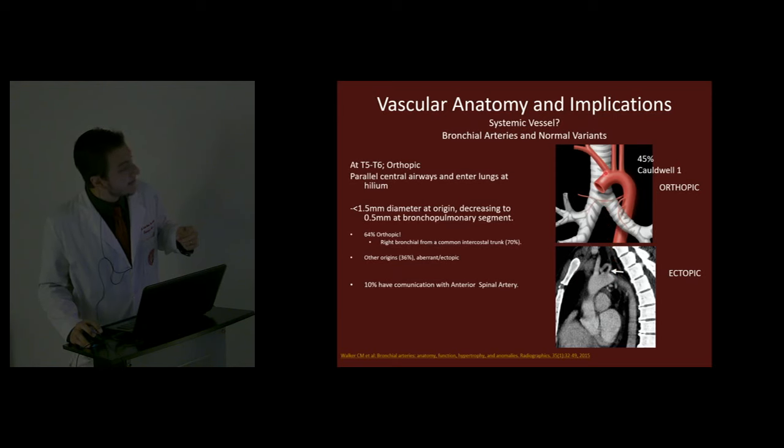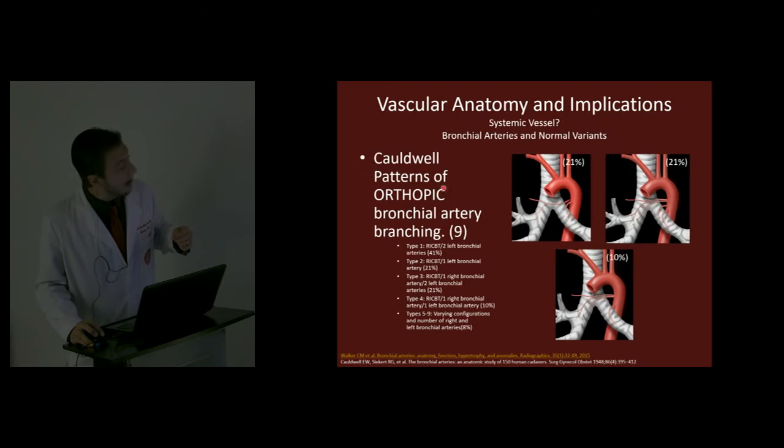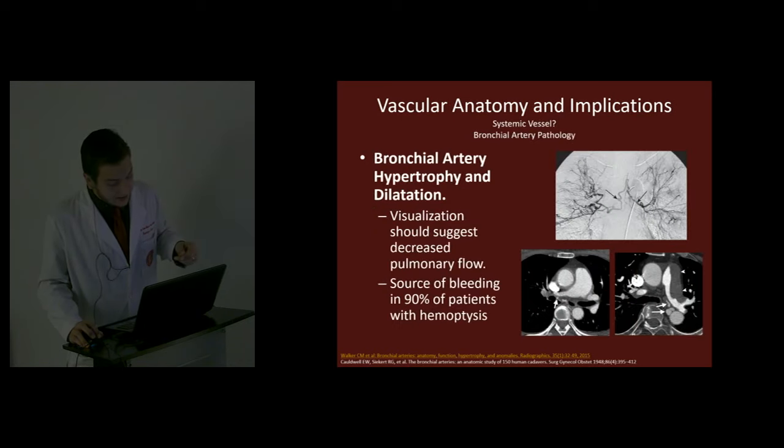This is the 45%, the Caldwell 1 orthotopic anatomy. And as I told you before, Caldwell described actually like 9 patterns of different configuration of the normal anatomy. It's divided 21, and 10%, already discussed in classes before.